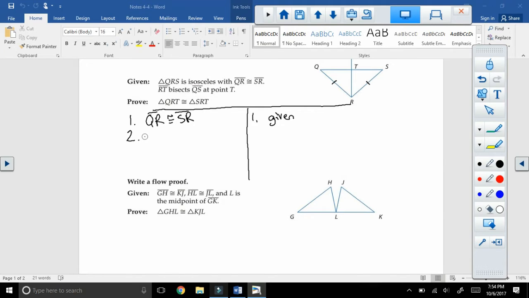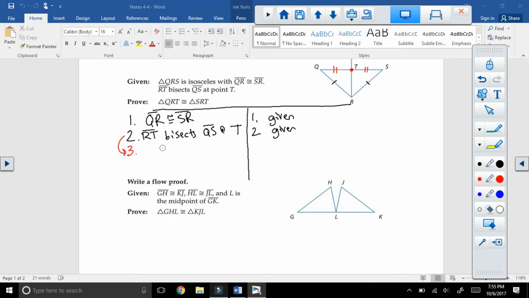So this tells me that RT bisects QS at point T. And that's given also. That doesn't actually give me these angles or these sides. It doesn't specifically say that, but it allows me to tell something about this. If RT is bisecting QS at point T, that means that T is the midpoint, but more importantly, that means that QT is congruent to TS. And this directly lets me say that.